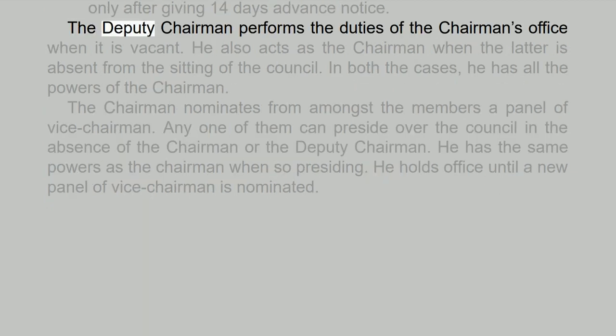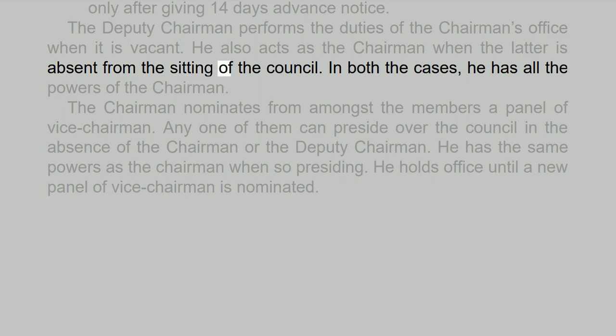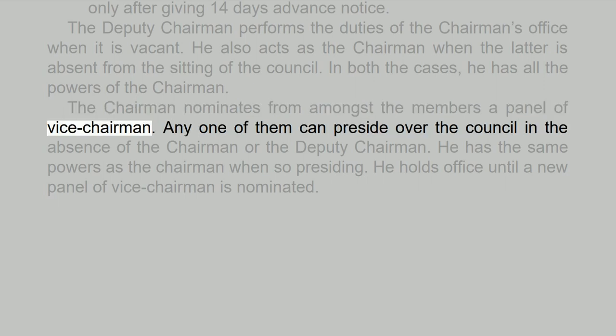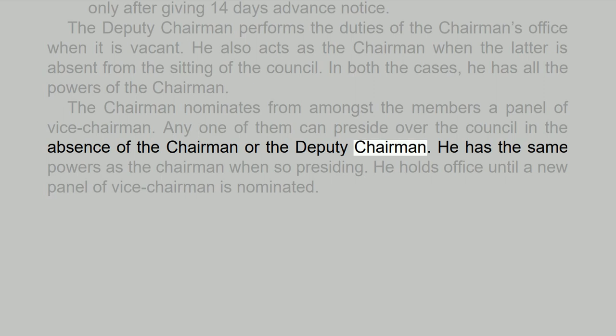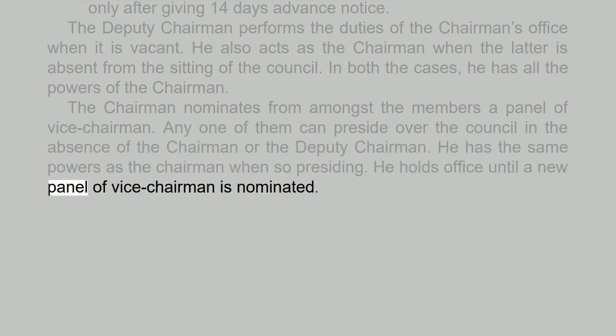The Deputy Chairman performs the duties of the Chairman's office when it is vacant. He also acts as the Chairman when the latter is absent from the sitting of the Council. In both the cases, he has all the powers of the Chairman. The Chairman nominates from amongst the members a panel of Vice Chairmen. Any one of them can preside over the Council in the absence of the Chairman or the Deputy Chairman. He has the same powers as the Chairman when so presiding. He holds office until a new panel of Vice Chairmen is nominated.